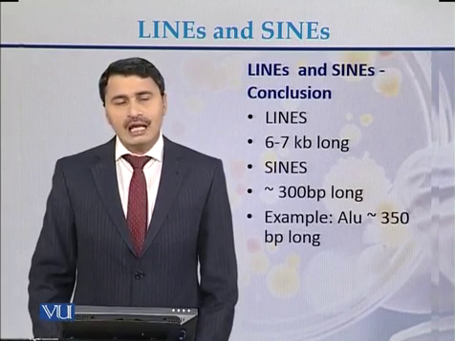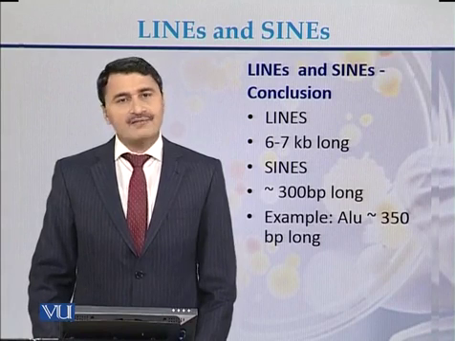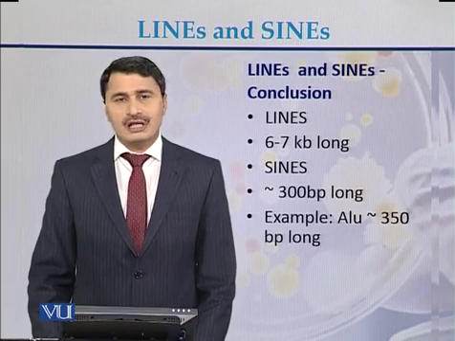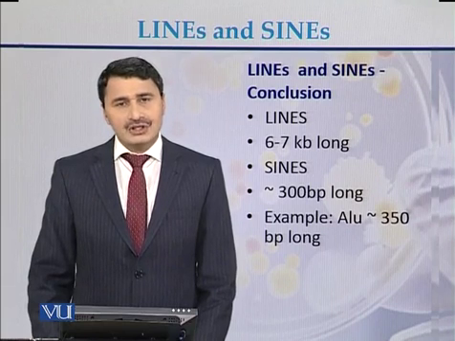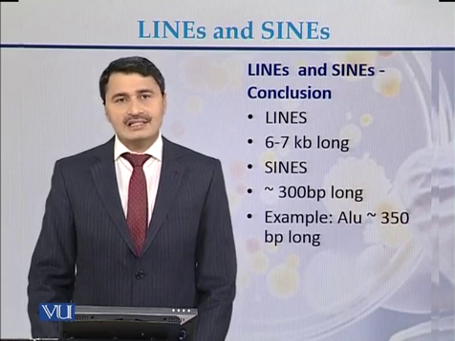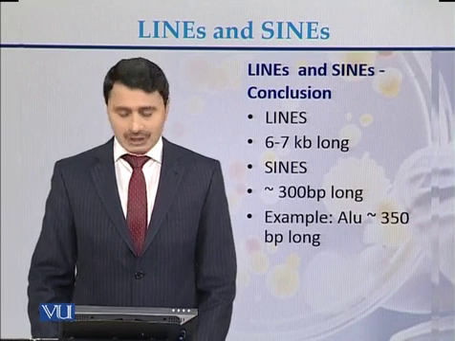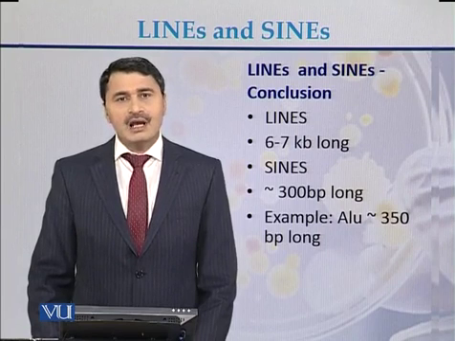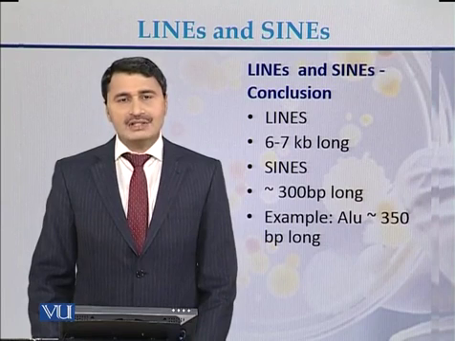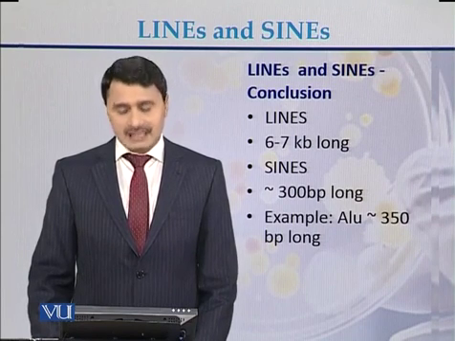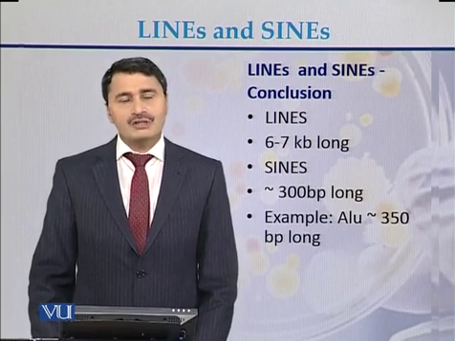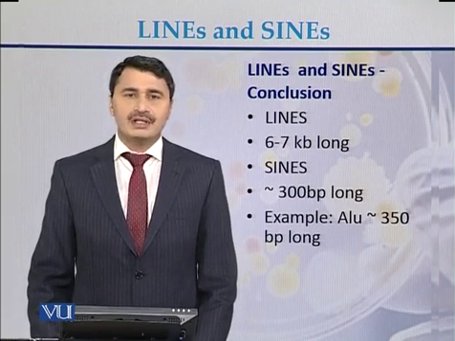So to conclude what LINEs and SINEs are: LINEs are long interspersed nuclear elements, 6 to 7 kb in size, while SINEs are short interspersed nuclear elements, up to 300 base pairs. The most common example of a SINE is the Alu repeats, which are approximately 350 base pairs in size.